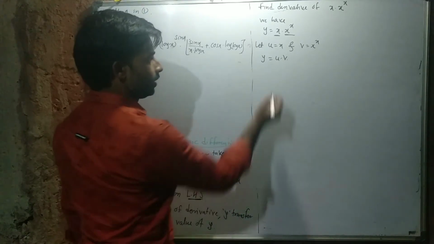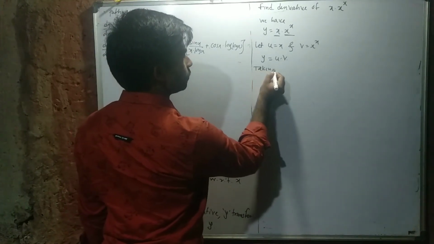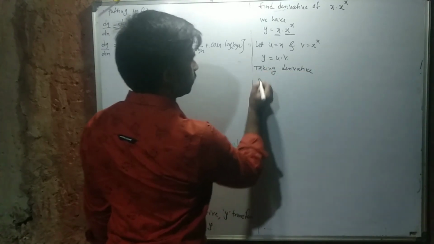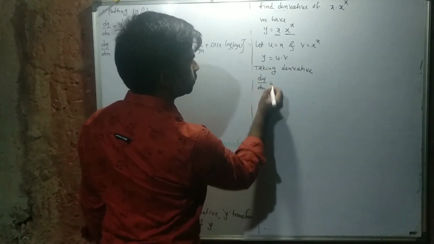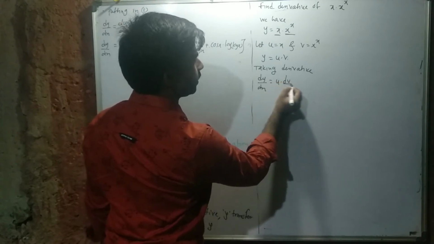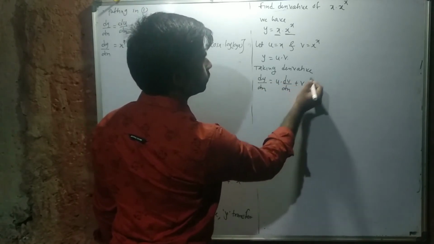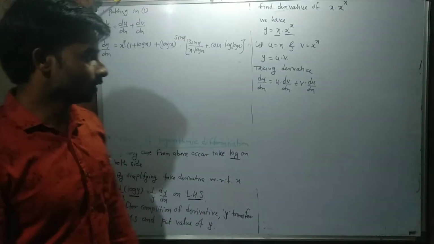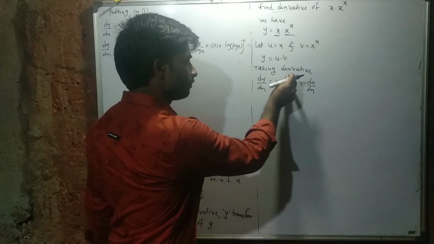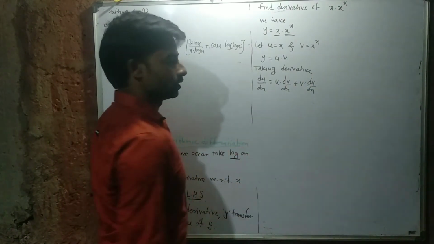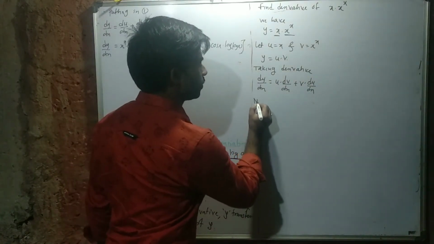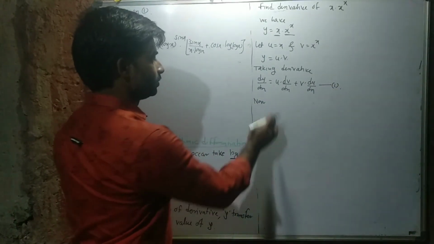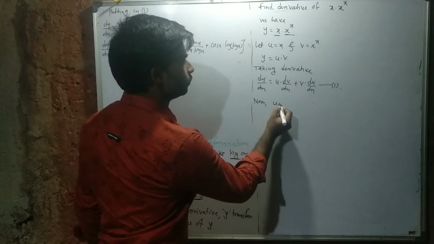Taking the derivative of this, dy by dx is equal to u into dv by dx plus v into du by dx. That means you can directly use the multiplication rule. That means you will require dv by dx and du by dx also, and for this purpose first of all we have to find out, as considered in equation 1, the derivative of u with respect to x.